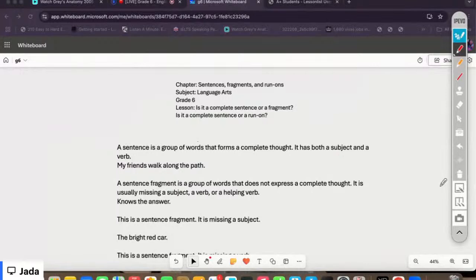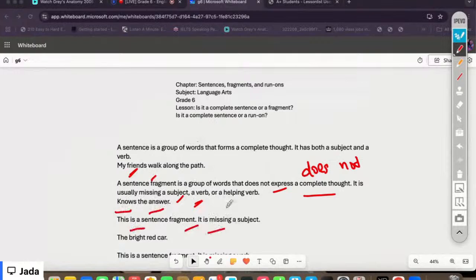So we have also the fragments. Now, a fragment is a group of words that does not express a complete thought. It is usually missing either the subject, a verb, or a helping verb. Just like you've seen, a complete sentence always has a subject and a verb, right? A sentence fragment is either missing a subject, a verb, or even a helping verb. So we have: knows the answer.